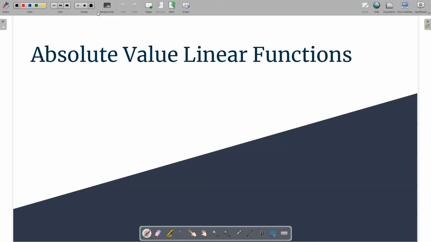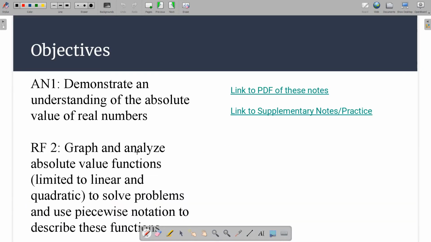We're going to be covering absolute value linear functions and just absolute value in general within this outcome here. We're going to cover a few different outcomes in this. Specifically, we're going to look at AN1 from grade 11, which is demonstrating an understanding of absolute value of real numbers. And we're going to be looking at RF2 from Pre-Calc 11, which is graphing and analyzing absolute value functions. And we're just going to do that in the context of linear and quadratic. And we'll mention what some of the higher order functions look like when we actually get to those in the course.